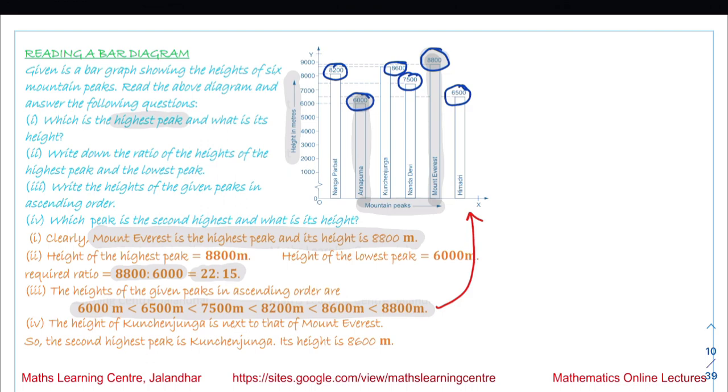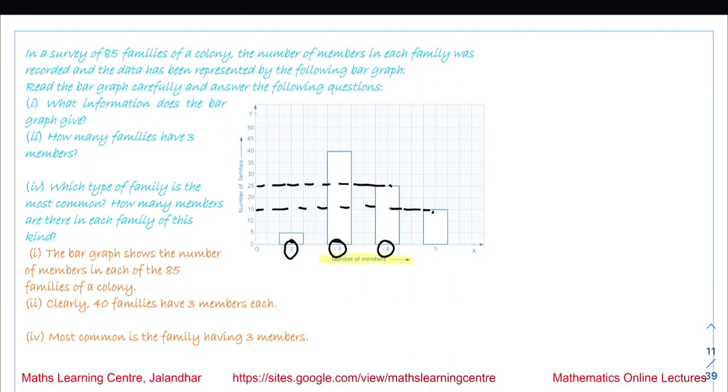Now the last: which peak is the second highest and what is its height? Second highest means this is the highest one, so the second highest peak has the height 8,600 and its name is Kanchenjunga. We are talking about this 8,600. So Kanchenjunga is the second highest peak after Mount Everest, and its height is 8,600 meters.